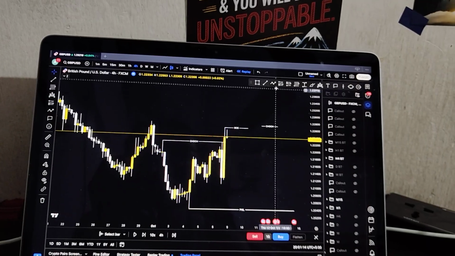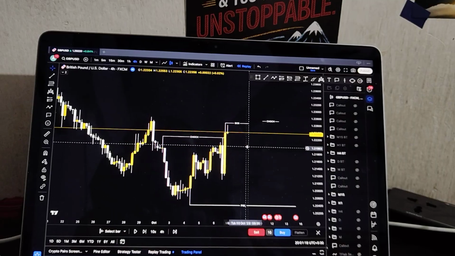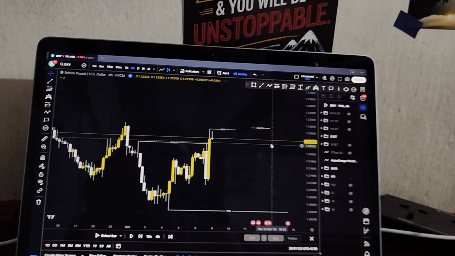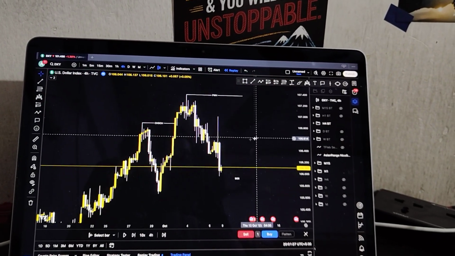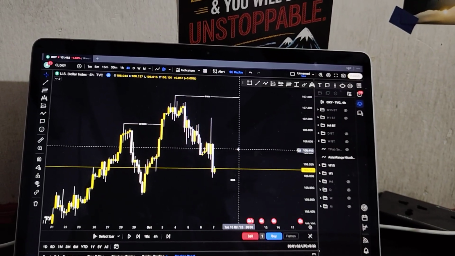Now let me close this. When the market changed character to the upside, I'm also bullish. I'm looking for buys. There's a demand zone here, and so on and so forth. Whereas on DXY, it will be the opposite. The market changed character to the downside somewhere around here, and there was a supply zone somewhere around here. I was looking for sells.